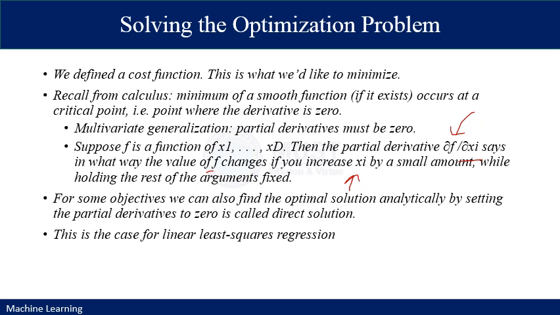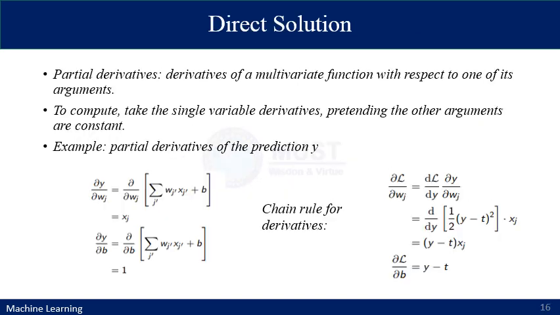For some objectives, you can also find the optimal solution analytically by setting the partial derivatives to 0, called the direct solution. This is the case for linear least squares regression. Again, partial derivatives are used to optimize the problem, and this technique uses the derivatives of a multivariate function with respect to one of its arguments.